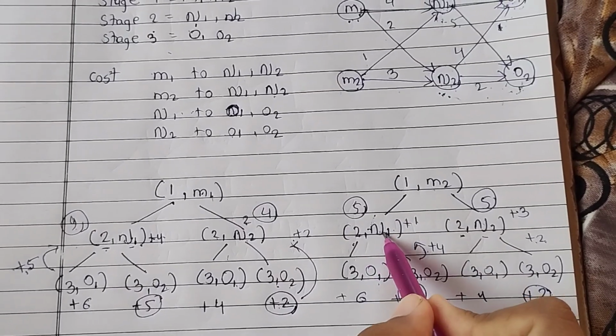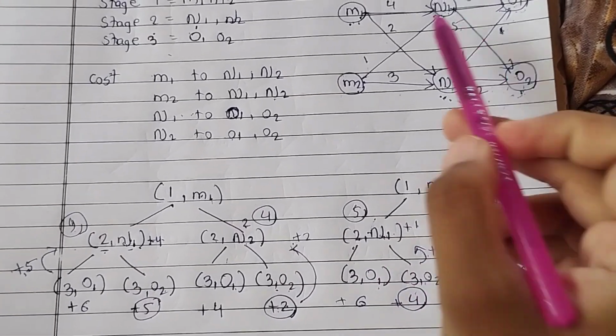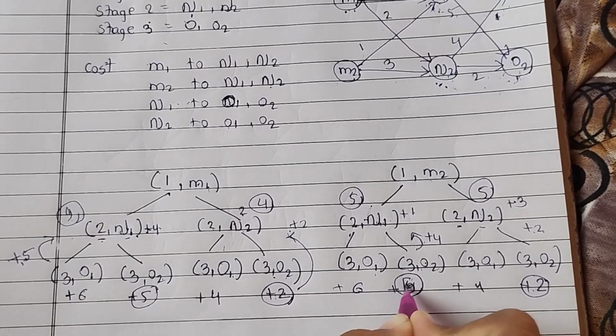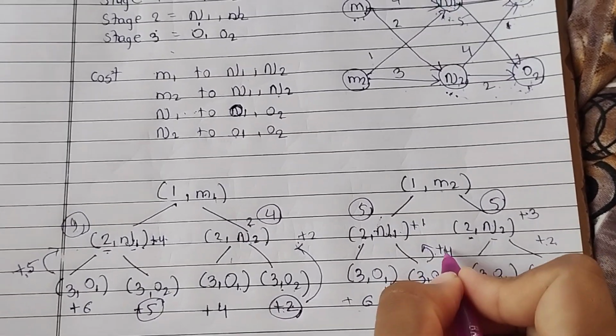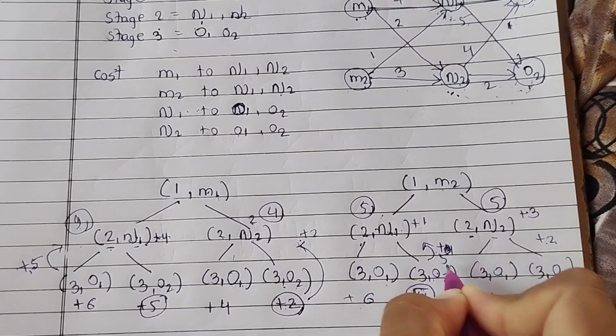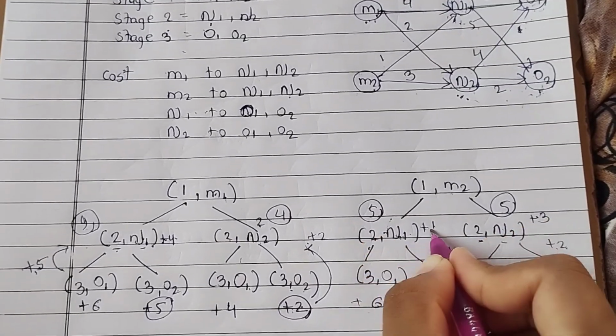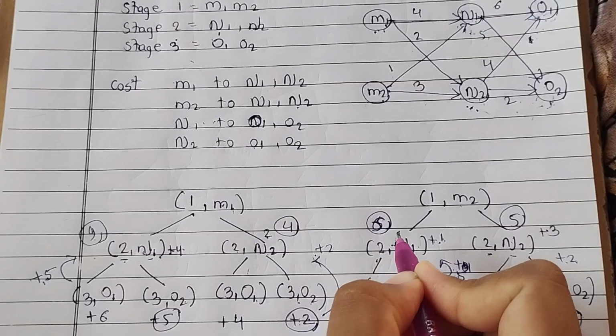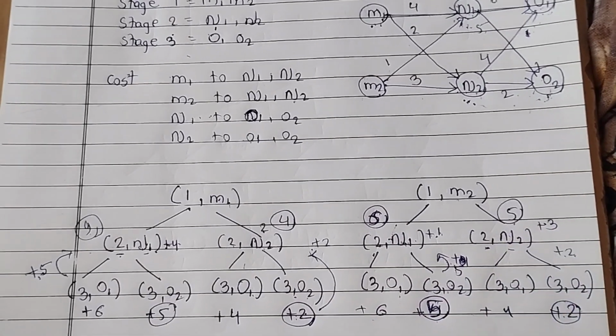Here we made one mistake. Here N1 to O2 value is 5, not 4. Here is the 5. So from this 6 to 5, value 5 is the smallest. Now 5 plus 1, 6. So here is the value 6 and here is the 5.